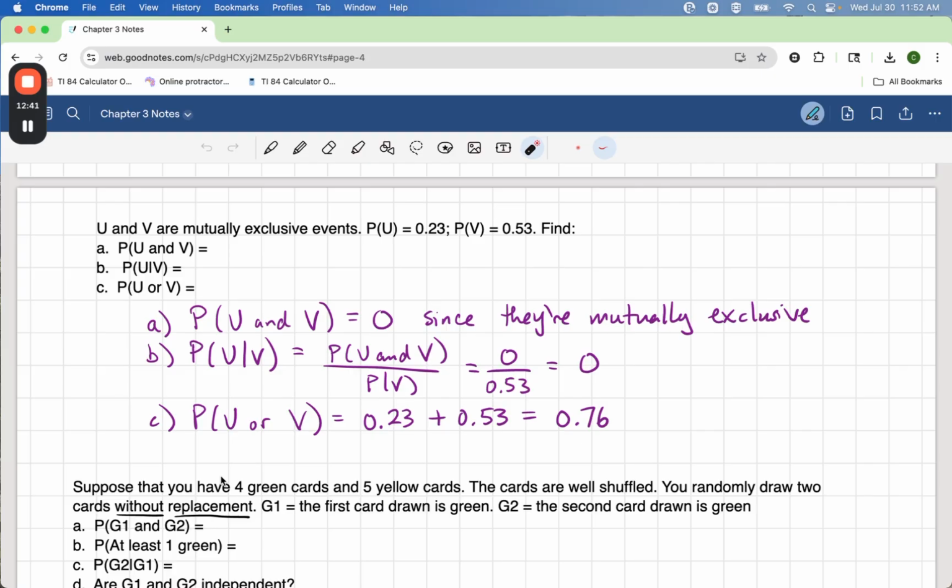The second one looks like U or V, but it's a conditional probability, probability of U given V. If I use the formula, that's probability of U and V over probability of V. So that probability is also 0, since the numerator is 0. And then since they're mutually exclusive, to do the OR, I just add up the 2 probabilities and I get a 0.76. All right, next example.